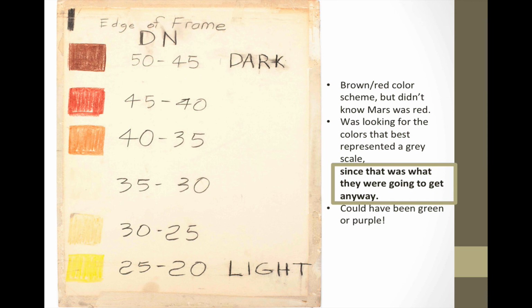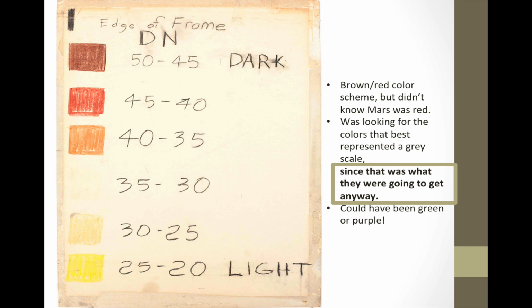They wanted at least 6 different colors of gray, because that's what they were going to get back from the computer when it finally coughed up the information. It was going to give them a grayscale image. But they couldn't find any pastel sets that had 6 shades of gray. So okay, fine, we're going to use this brown-red scheme.